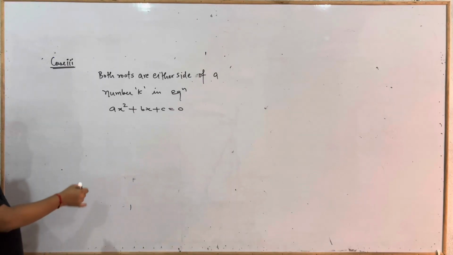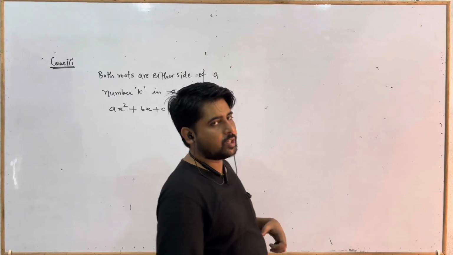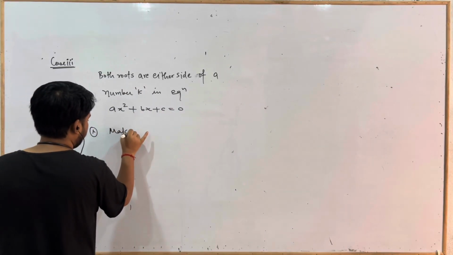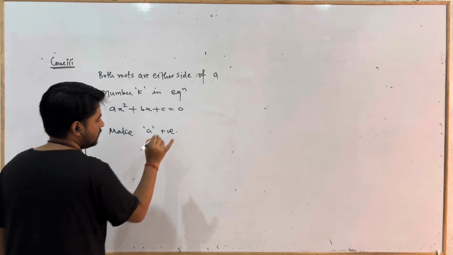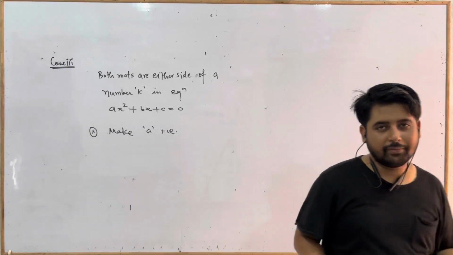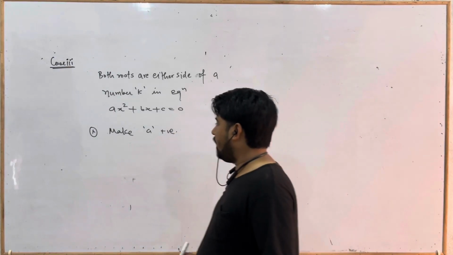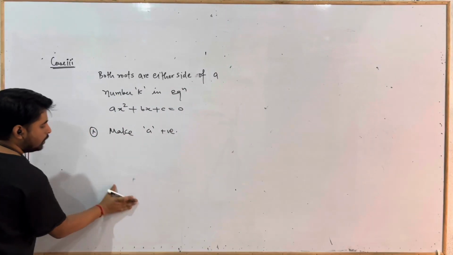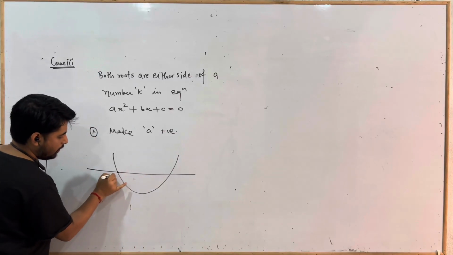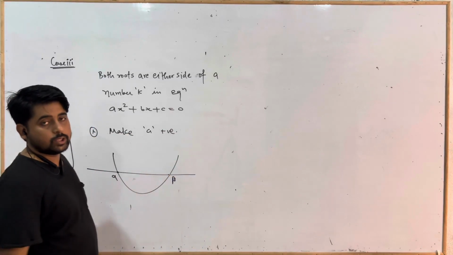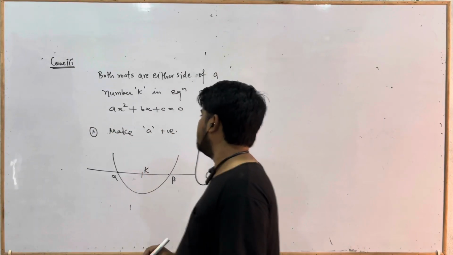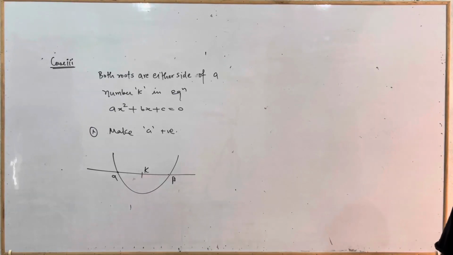So according to the condition, I will draw the graph. The very first thing I am doing is making a positive, so I do not have to deal with the a negative case. Now this type of graph looks like this. So these are the roots alpha and beta, and these roots are either side of a number k.